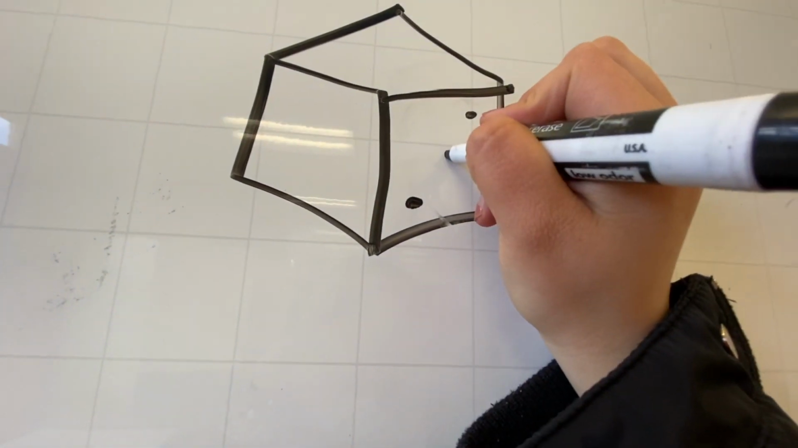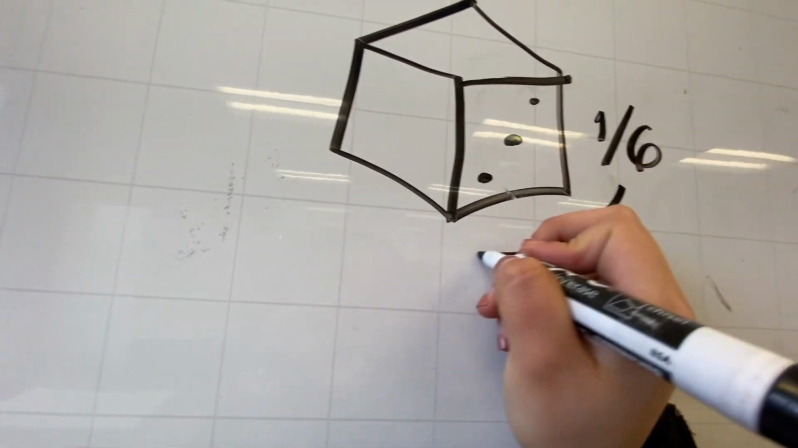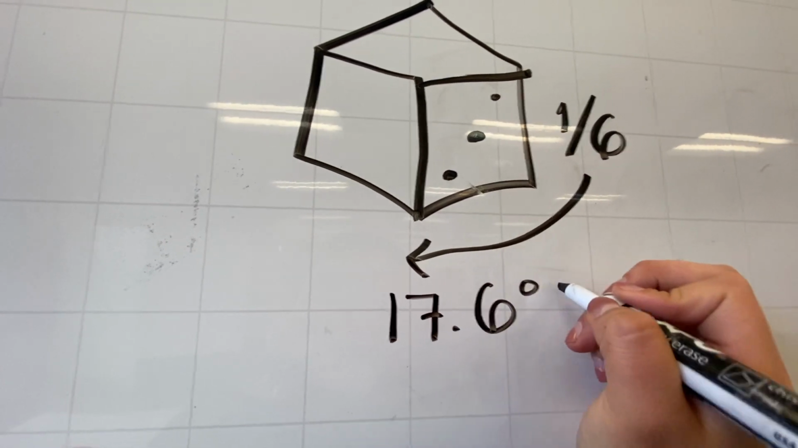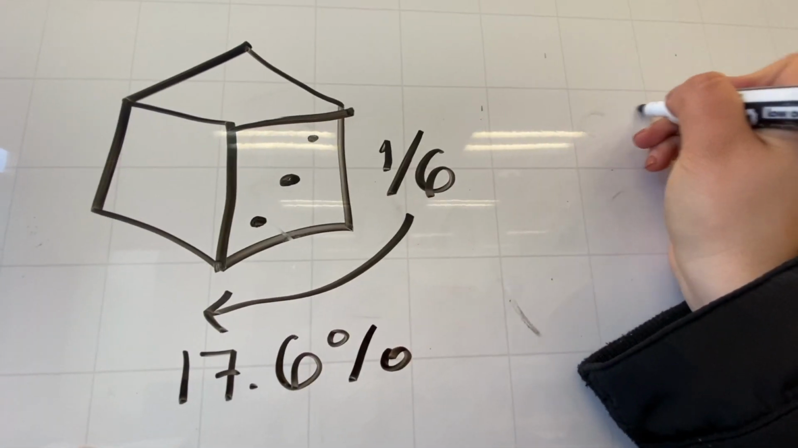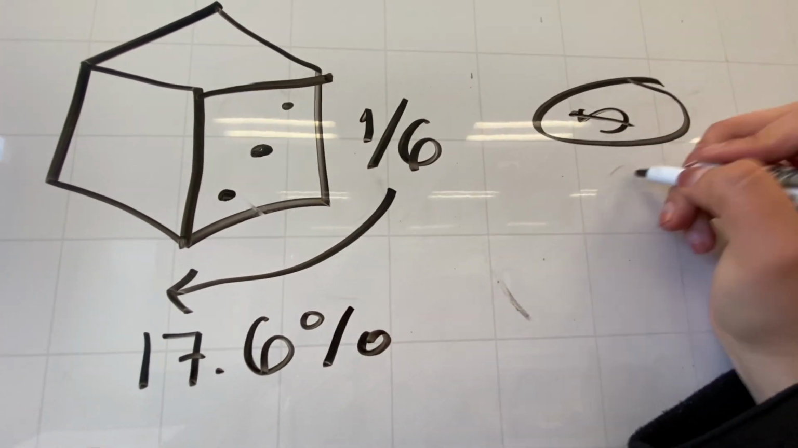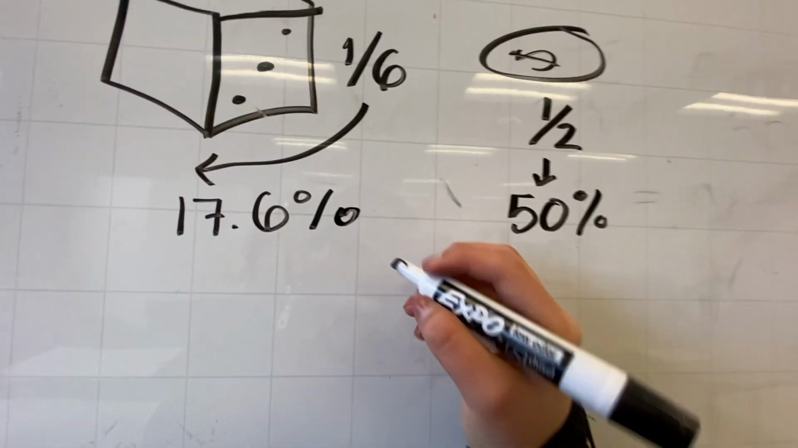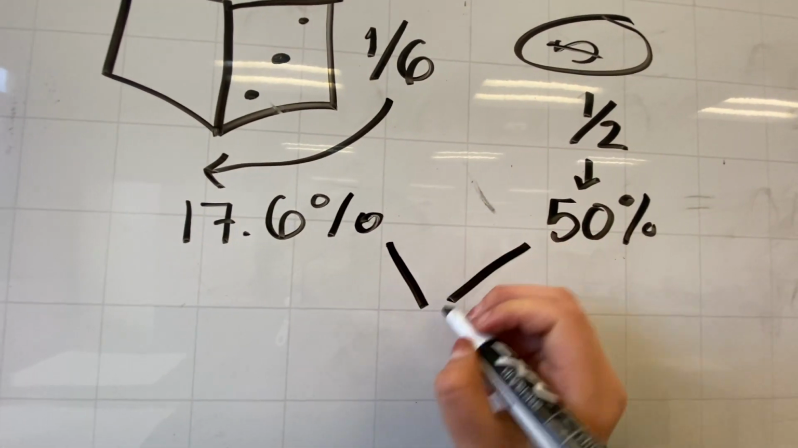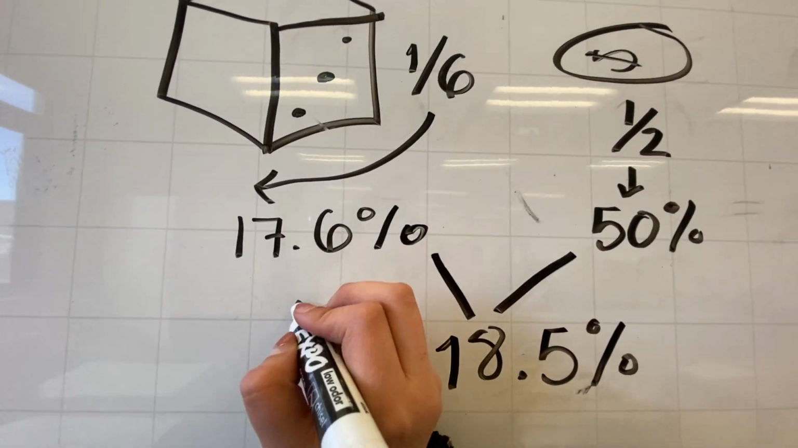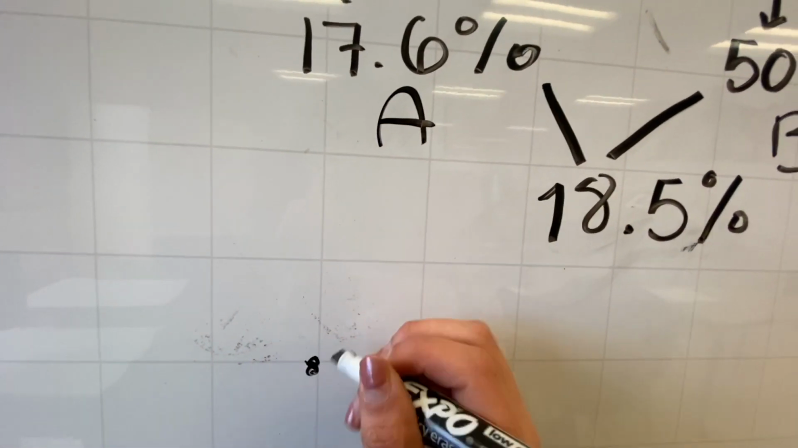The probability that you get a 3 on a dice is 1/6. This means that it is 17.6%. And the probability that you throw a coin and you get heads is a half, and that means 50%. And the probability that you get these two events is 18.5. Now we are going to denominate the dice event as A and the coin as B.